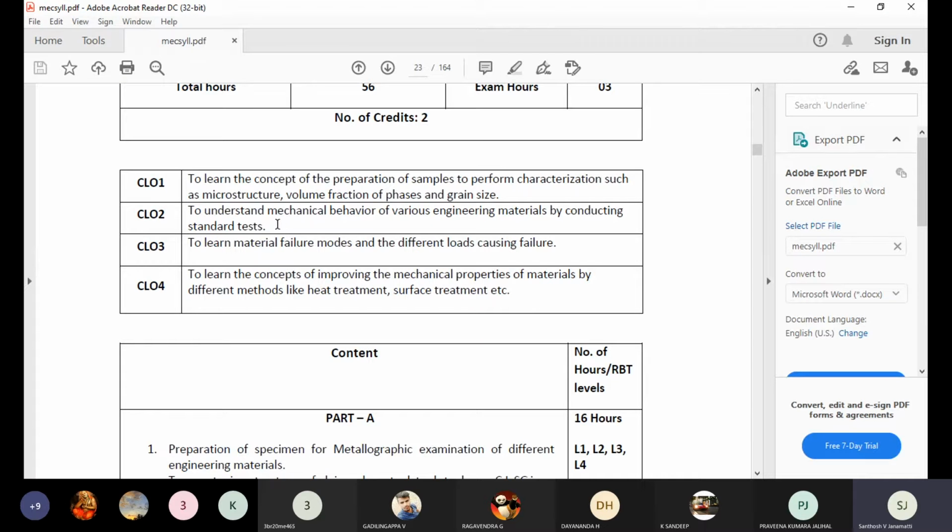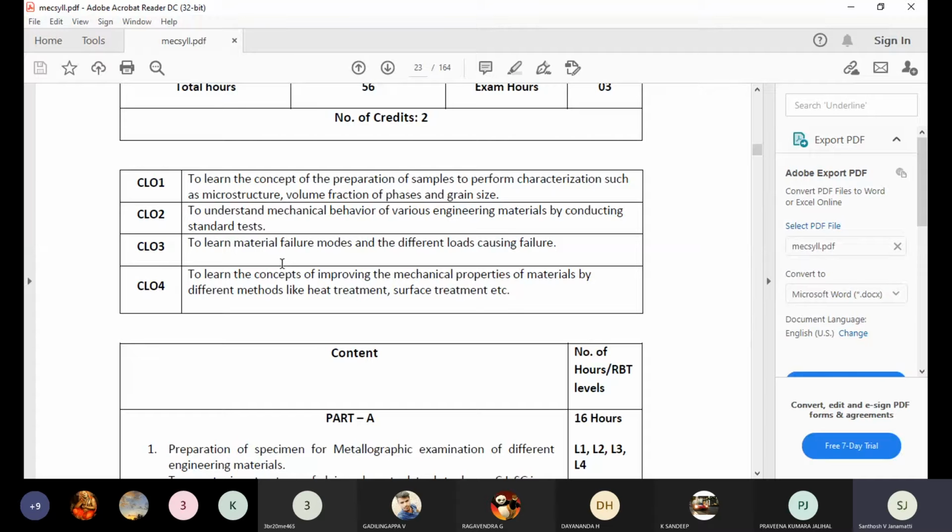That's it. Now the third objective is to learn the material failure modes and the different loads causing the failures. Different loads are there, as you know very well, being both semester students. There are different forms of loads.